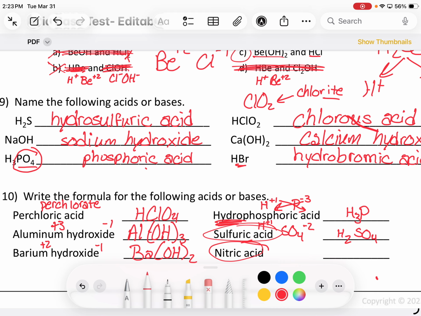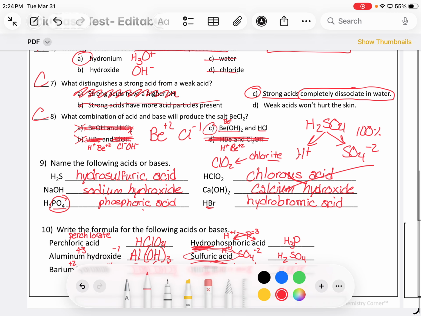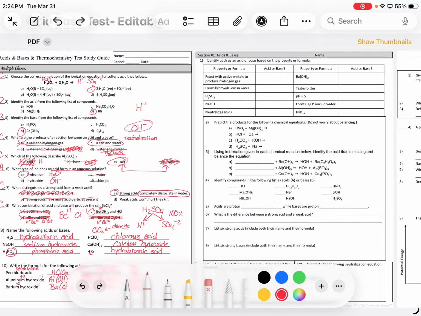Nitric acid, if you remember, ic means ate, so it's nitrate. Since it's an acid, it has to begin with hydrogen, and each element's charge becomes the other element's subscript. Since we have a positive charge on the hydrogen and a negative charge on the nitrate, we're not going to have any actual subscripts. On to the next page.